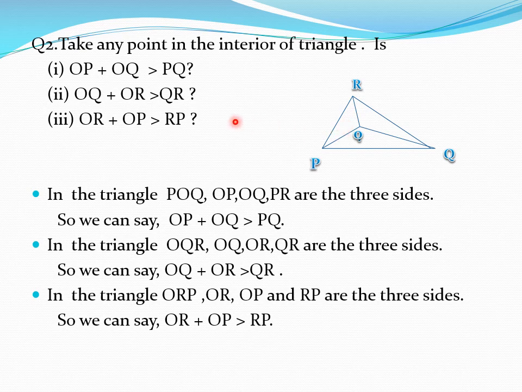Okay children, we can write OP plus OQ is greater than PQ, OQ plus OR is greater than QR, OR plus OP is greater than RP, because we have learned the rule about the triangle that the sum of the two sides of a triangle is greater than its third side. Okay children?